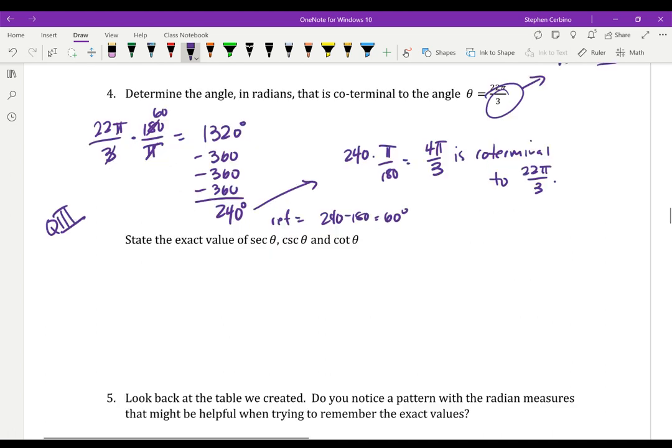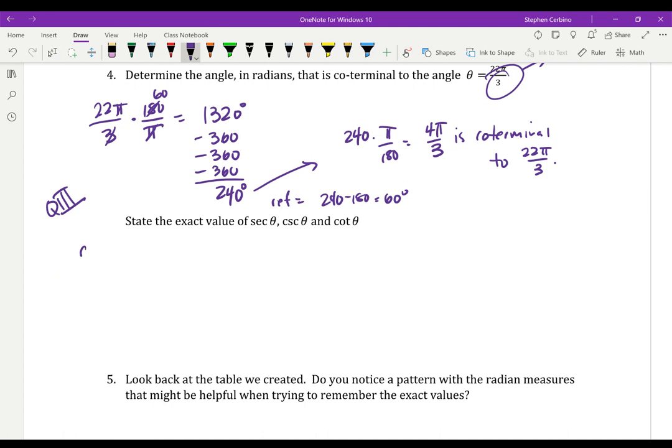So since it's the reference angle of 60, I can find the cosine of 60, which we know is 1/2. I can find the sine of 60, which we know is square root of 3 over 2. And I can find the tangent of 60, which we know is square root of 3. So that means I can find the secant of 22 pi over 3, which is the reciprocal of cosine. Knowing it's in quadrant 3, it's negative 2 over 1.